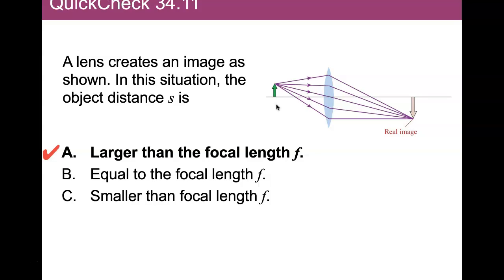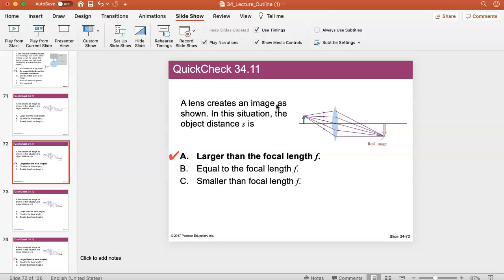And when that's the case, of course, we form a real image. So let's talk a little bit about the signs of these quantities. In the figure we drew, we put S on this side of the focal point. So S was larger than F, and they were all positive numbers. The image was formed on the other side.